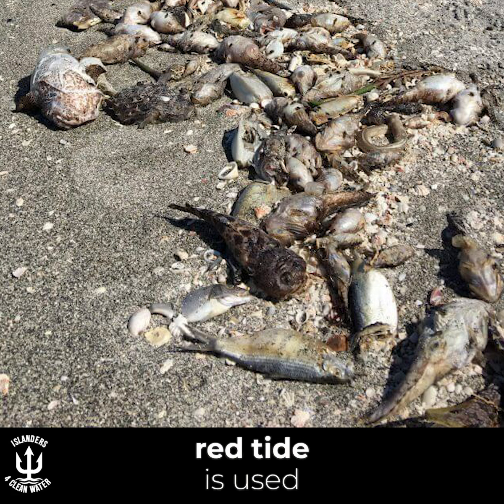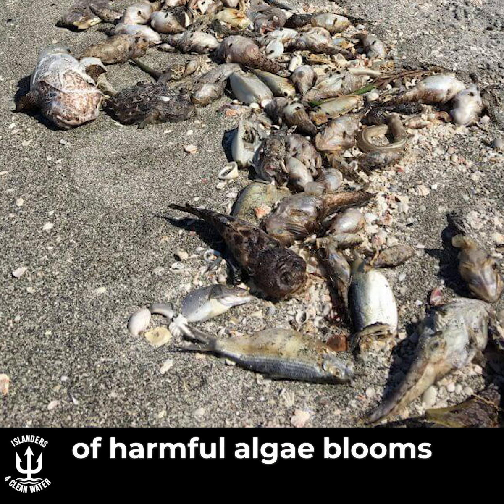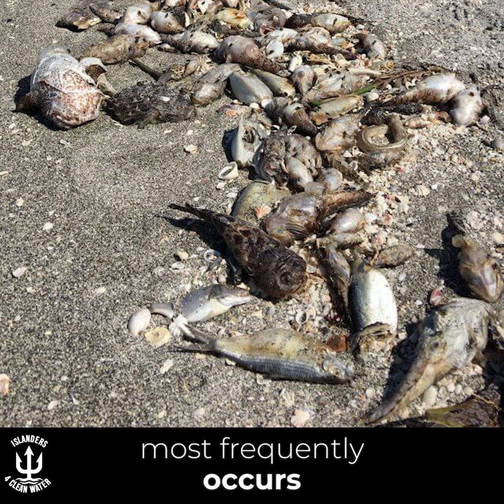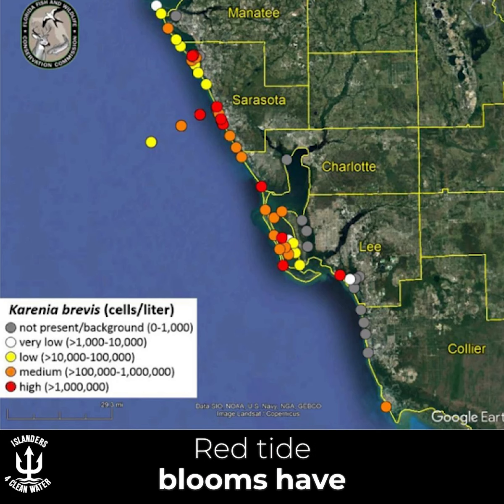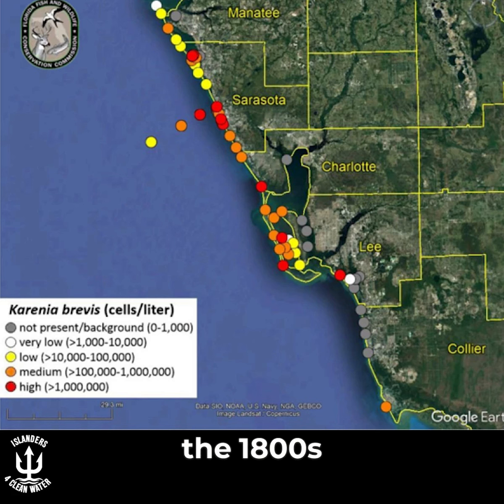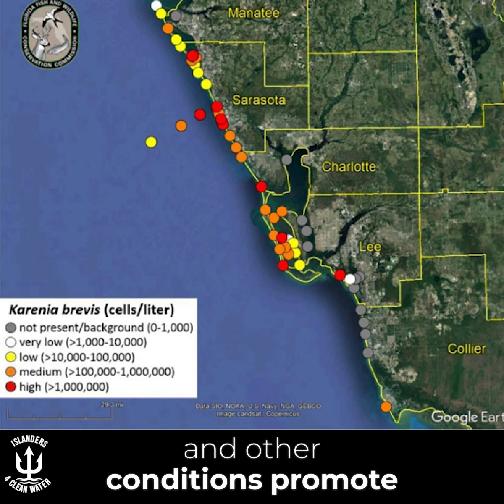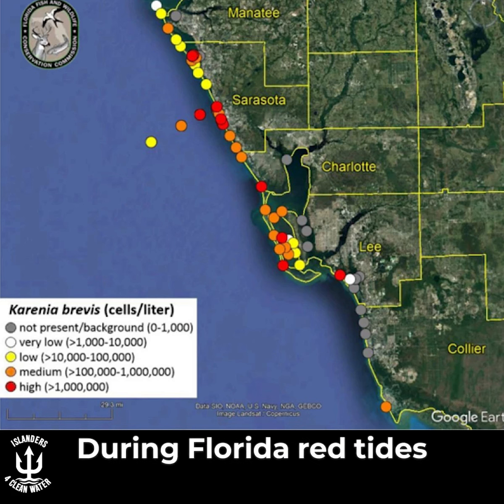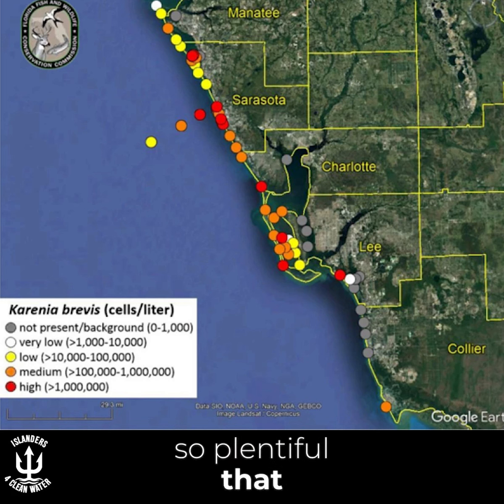While the term red tide is used to describe many types of harmful algae blooms, the red tide that most frequently occurs in the Gulf of Mexico is referred to as Florida red tide. Red tide blooms have been documented in Florida since the 1800s and are almost always a yearly occurrence with varying levels of intensity. Red tide most frequently occurs in the summer when the water temperature and other conditions promote algae blooms. During Florida red tides, the algae becomes so plentiful that the seawater appears to be red or brown.